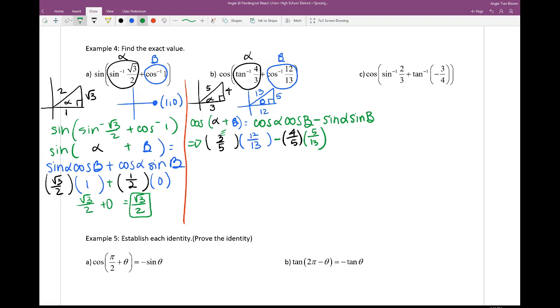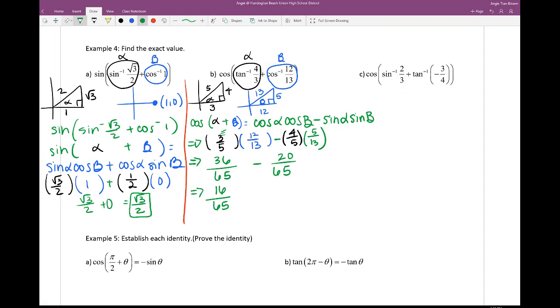Let's multiply. So from here, 3 times 12, that's 36. 5 times 13, that should be 65. Take away 4 times 5 is 20, divided by 65 as well. Okay, let's plug in some more. 36 take away 20, that's 16, divided by 65.